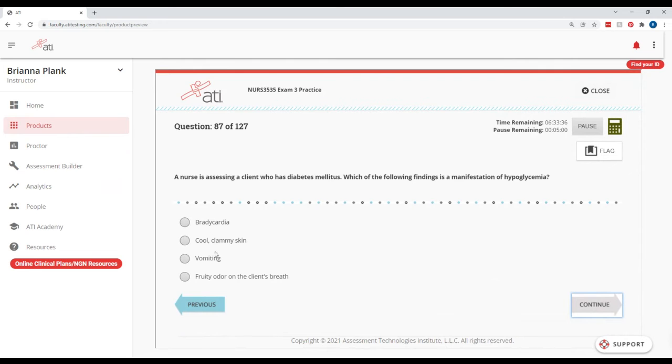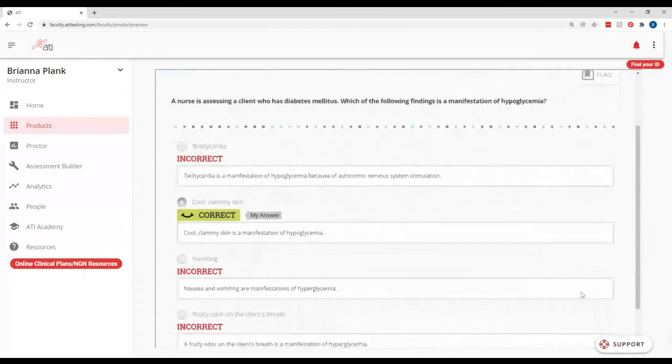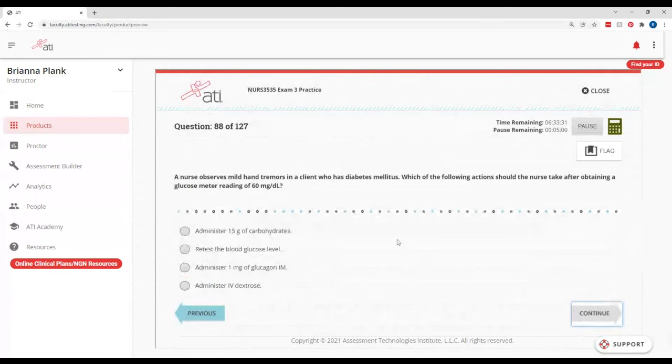Diabetes, what's a manifestation again? So here we are: cool, clammy skin. I swear you guys better not miss that if that's a question on the exam. If it's cool and clammy, please pick hypoglycemia. Okay, hand tremors.